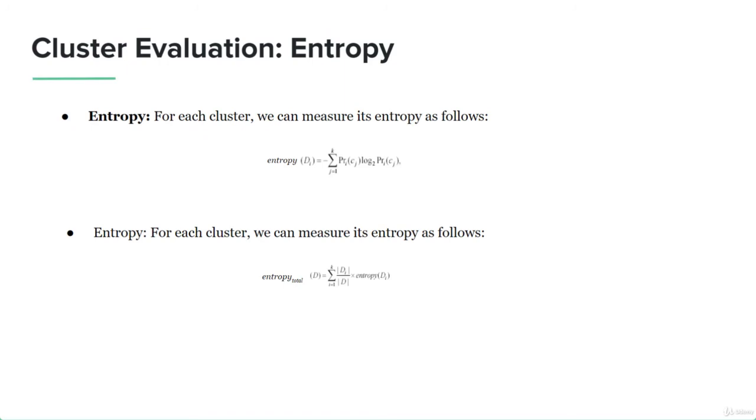So let's talk about entropy. For each cluster, we can measure its entropy as follows. We can use this particular formula, where Pr_i(c_j) is the proportion of class c_j data points in cluster i, or D_i. The total entropy of the whole clustering is defined by this.